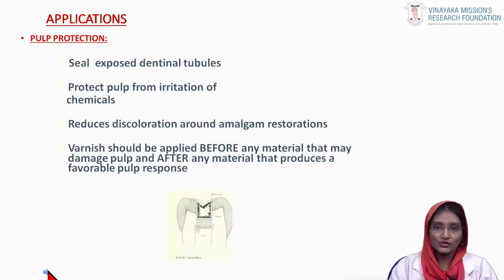Applications. The applications of the cavity varnish include pulpal protection and prevention of micro leakage. The pulpal protection is nothing but it seals the exposed dentinal tubules, because once we have prepared the cavity, it will lead to the exposure of the dentinal tubules. So this dental varnish will seal the exposed dentinal tubules, and also it protects the pulp from irritation by chemicals and it reduces the discolorations around the amalgam margins also.